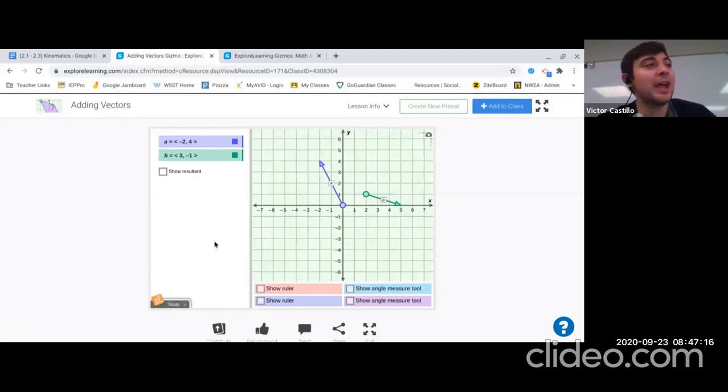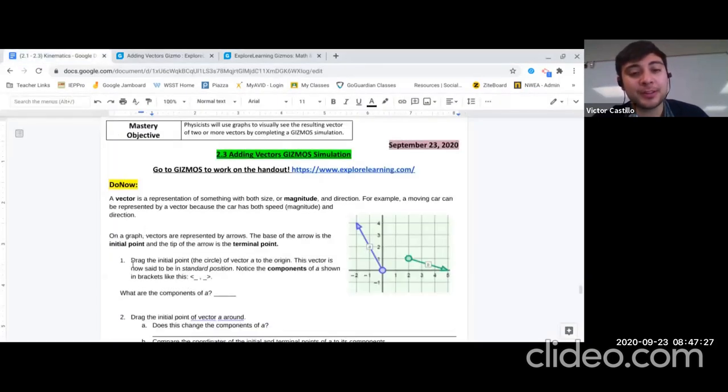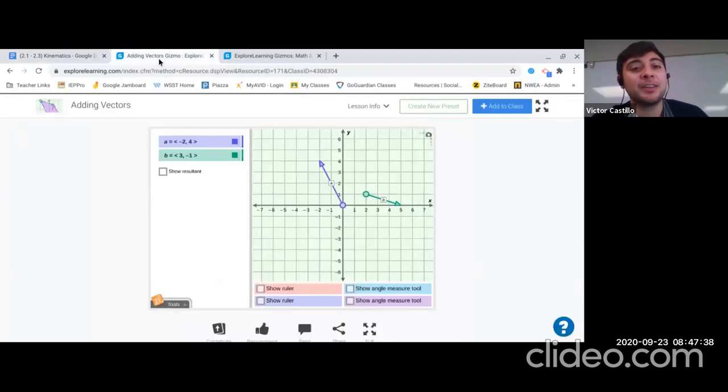For our do now, the first question says, drag the initial point, the circle of vector A, to the origin. This vector is now set to be in standard position. Notice the components of A shown in brackets like this. So if we go back here, A is the blue one. When you have your simulation open, you have to click on the blue arrow and drag it to the center of the graph.